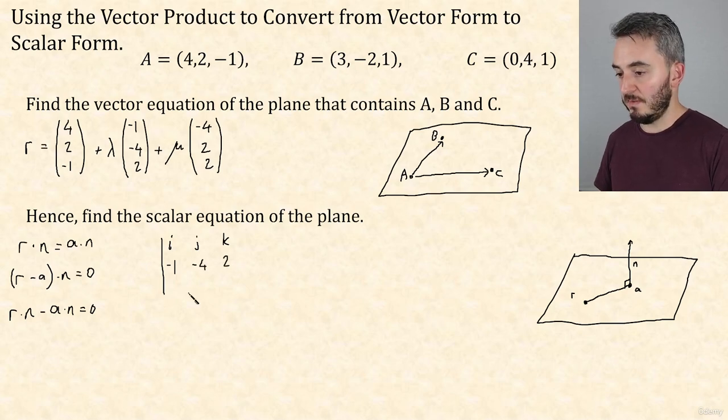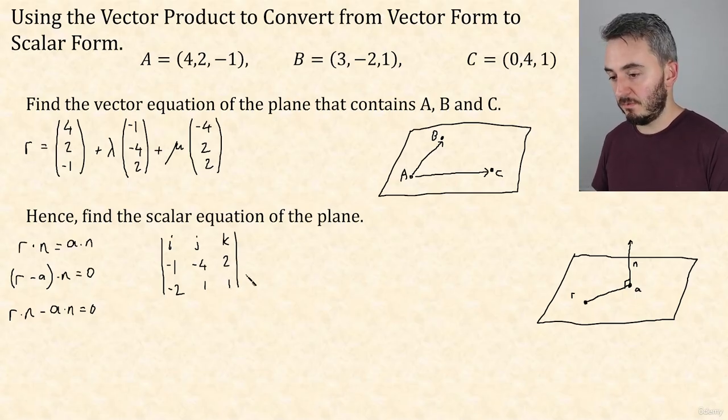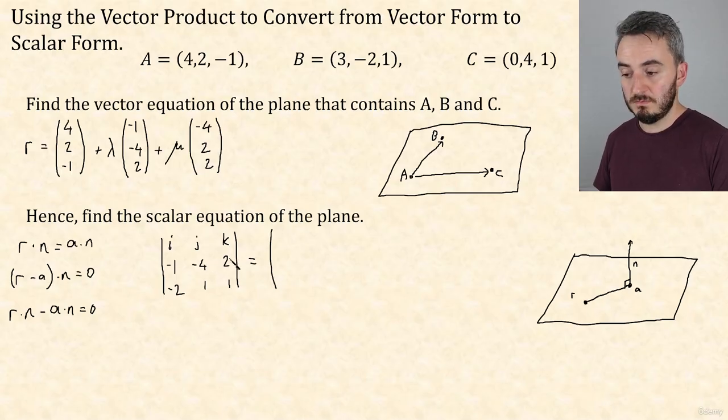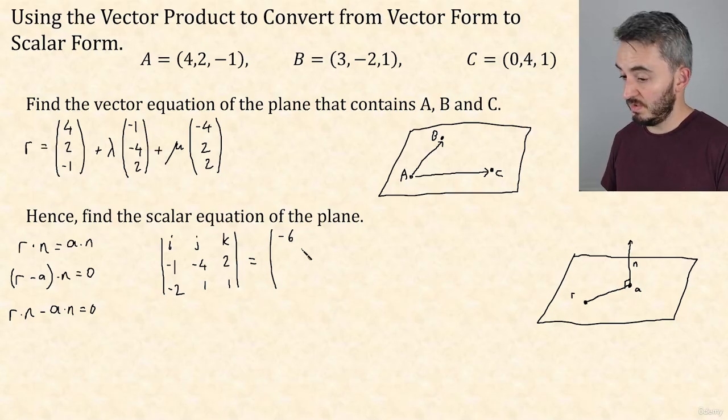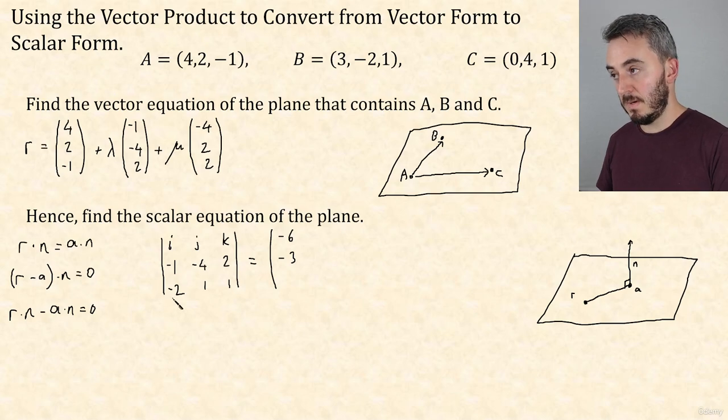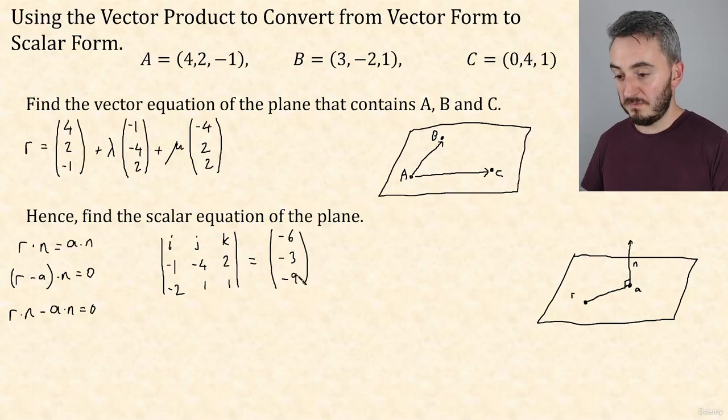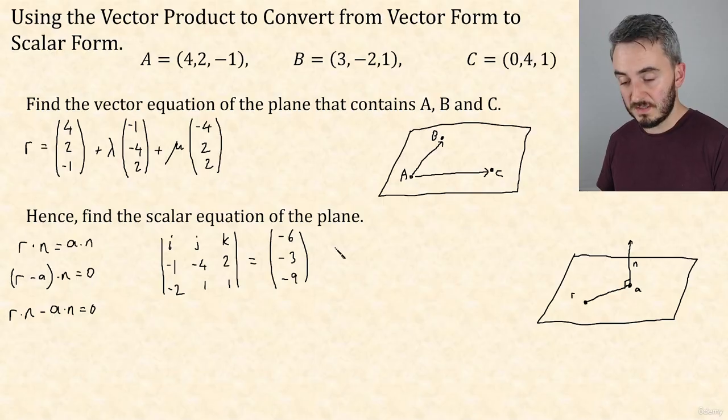And I am actually just going to divide that through by 2 because it doesn't matter how long it is. It's just got to be going in the right direction. So what do we get? We get i times minus 4 minus 2 is minus 6. Then we get j, or minus j, times minus 1 plus 4, which is 3, but it's minus, so minus 3, and k times minus 1 minus 8, so that's minus 9. Okay, well, you know, we can actually go further here and just divide all that through by minus 6 even.